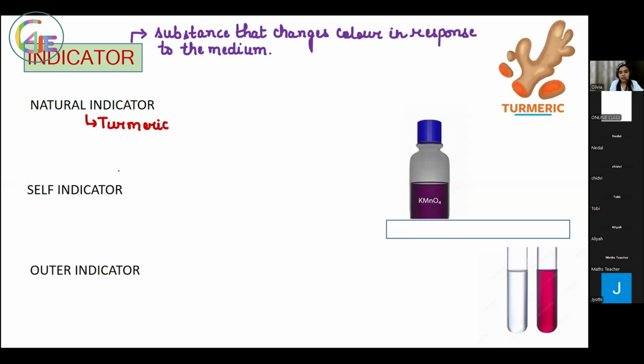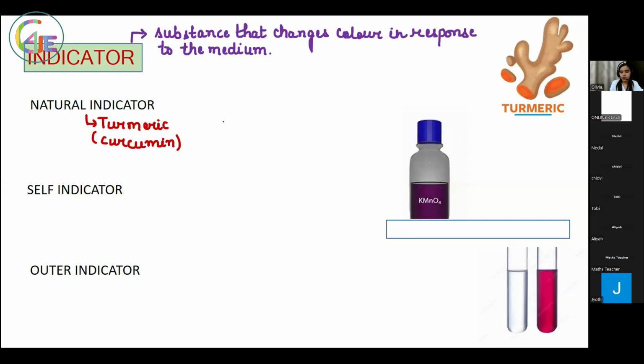Why is it behaving as an indicator? Again, it's a really important question. Why turmeric only? Why not other things? Let me tell you, we have some more examples of natural indicators. For example, we have red cabbage, but most of the time we use turmeric. You can use red cabbage too, but we prefer turmeric. That is because of the presence of a yellow chemical in turmeric, that is curcumin. It's a yellow chemical present in turmeric, which changes its color with respect to the medium.